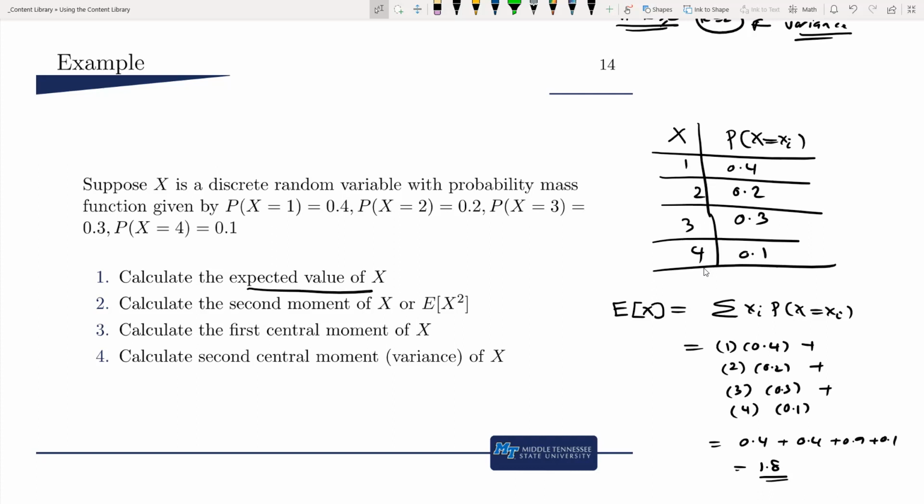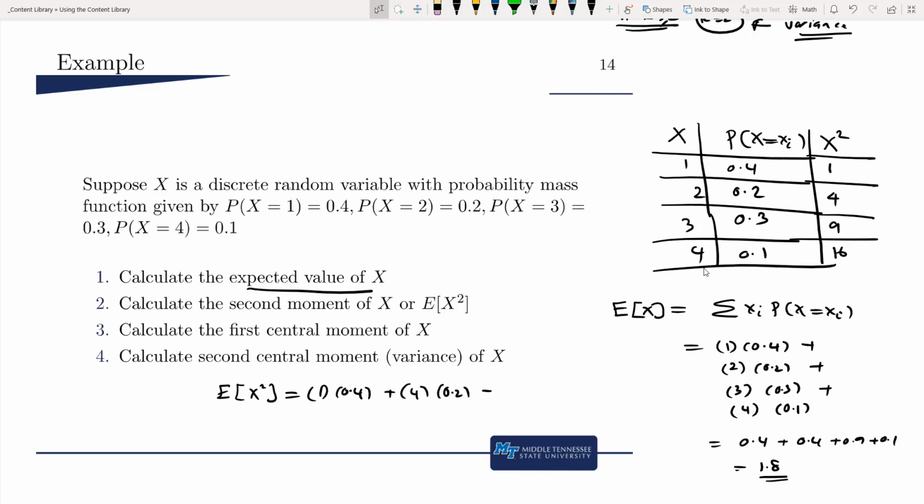You can calculate the second moment. For that, you need X squared. So X needs to be squared: 1, 4, 9, 16. Now you can multiply by the probability. You can see that it's going to be 1 times 0.4, 4 times 0.2, 9 times 0.3, plus 16 times 0.1.